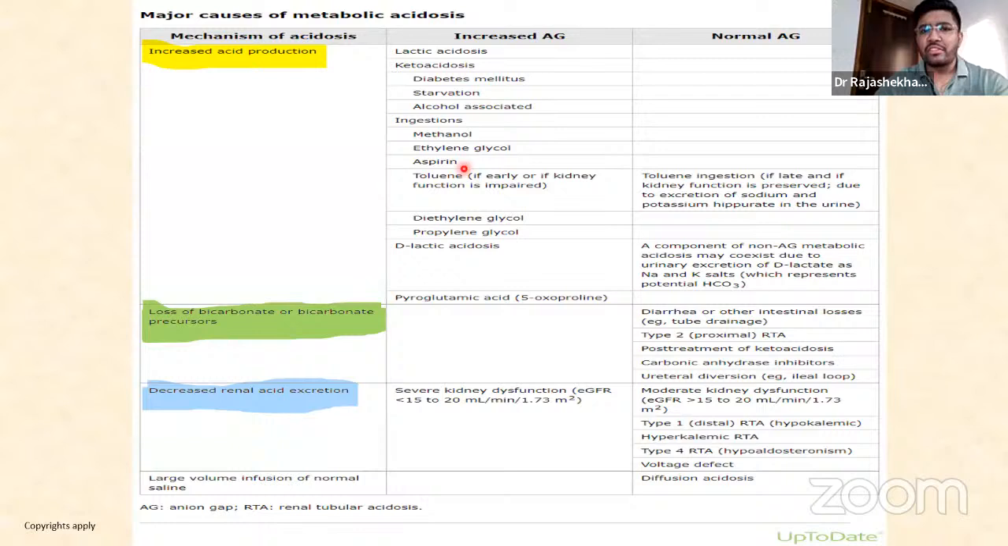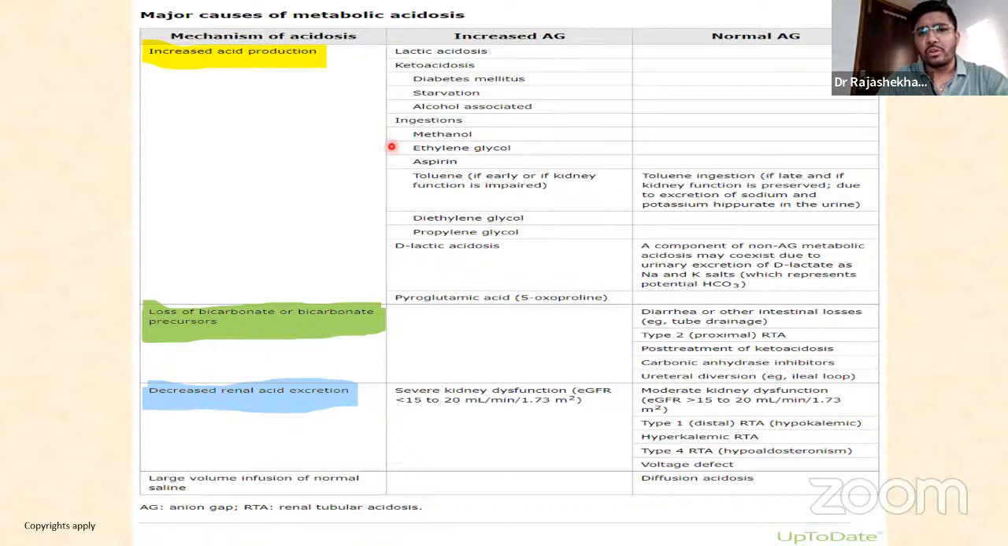Ingestion of many things, majorly the alcohol things, usually causes metabolic acidosis. We know methanol, which is wood spirit, is very dangerous and usually cannot be metabolized by the body, where it can directly increase the production of acid and cause severe retinal damage, severe metabolic acidosis and sudden death of the patient. The next is ethylene glycol.